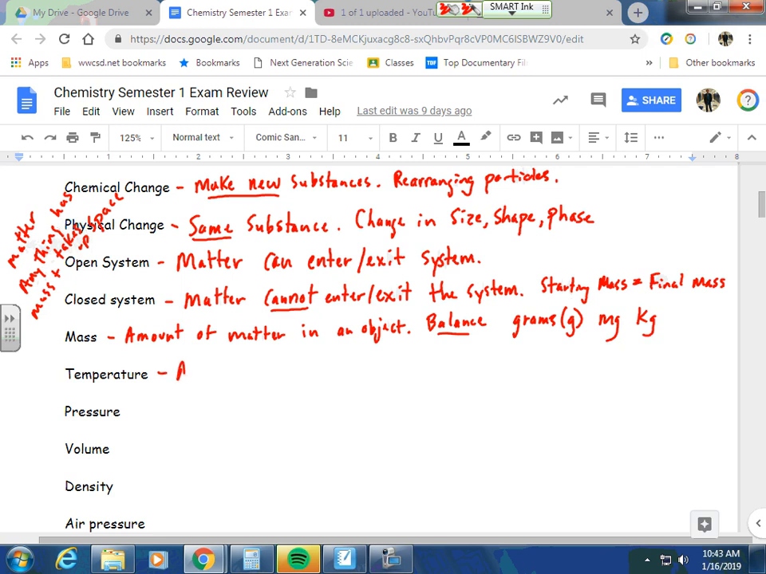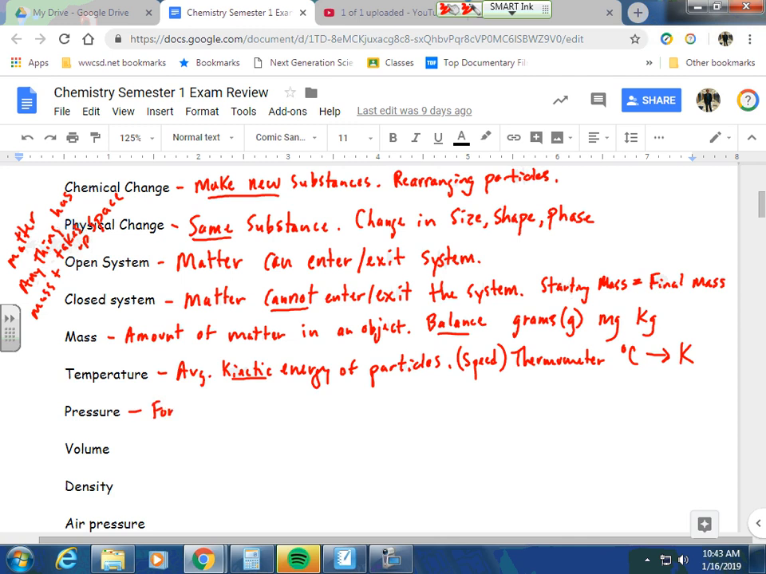Temperature is really the average kinetic energy of particles. And we know that kinetic means moving, so really we're talking about the speed of the particles. And so we could use a thermometer for this, which typically we use degrees Celsius. Later we can convert that to Kelvin. All right.